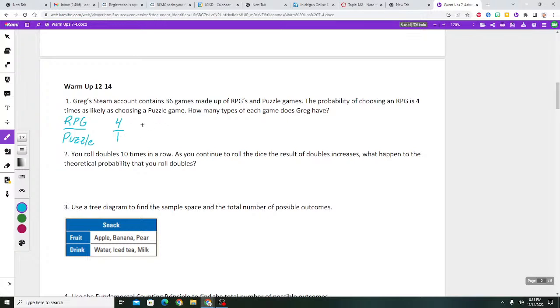So what that means is that the probability of choosing an RPG is 4 out of a total of 5, because 4 plus 1 is 5. Now we can use that then, and I said in class that this should have actually been 35. So if we go over 35, then this is x, and now we just cross multiply. 4 times 35 is 140. That equals 5x. Divide both sides by 5, and we find that Greg has 28 RPGs.